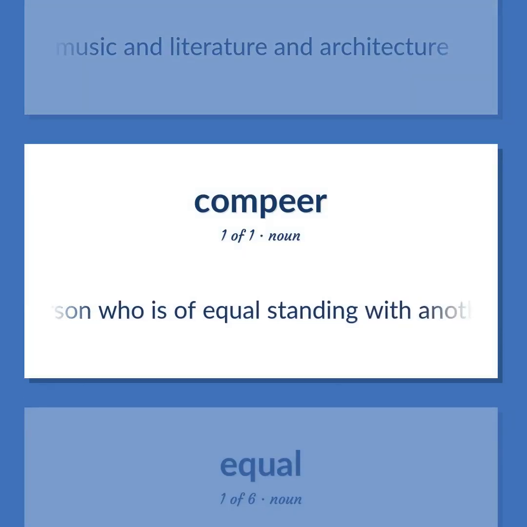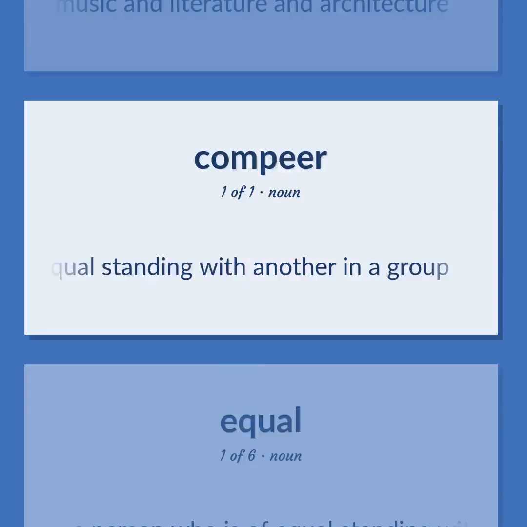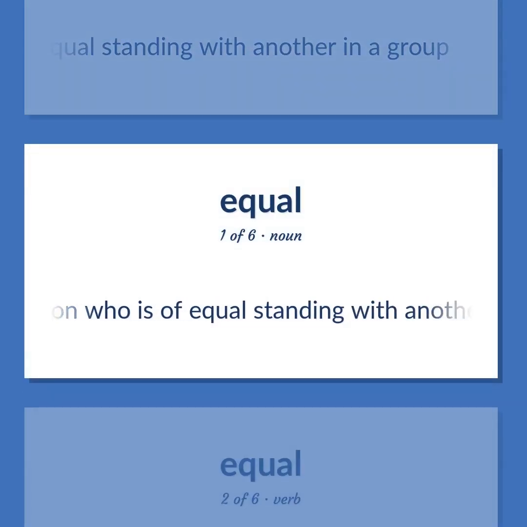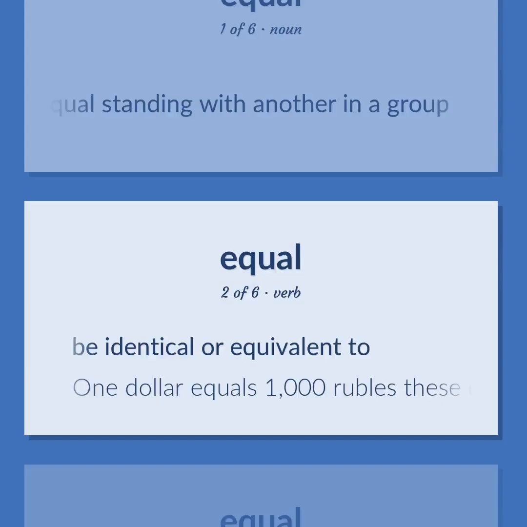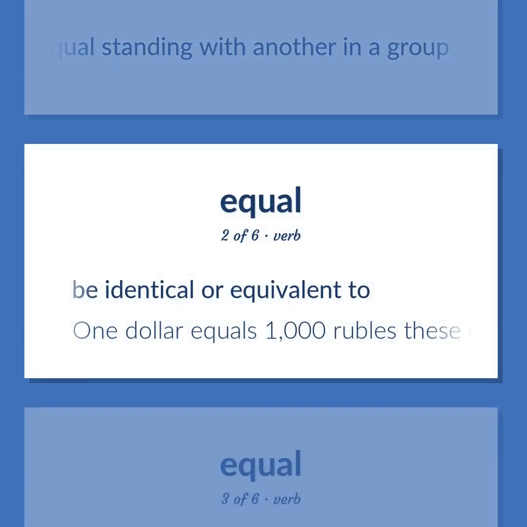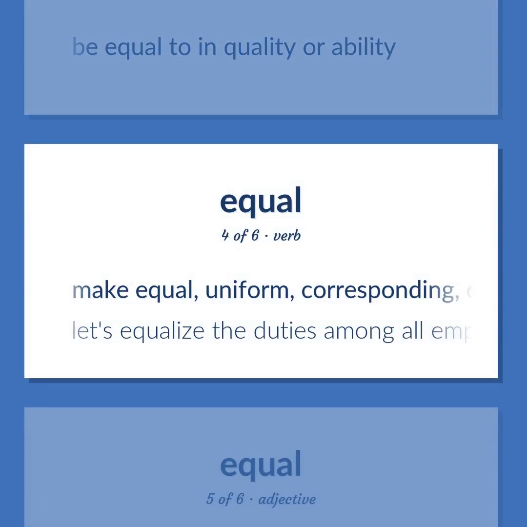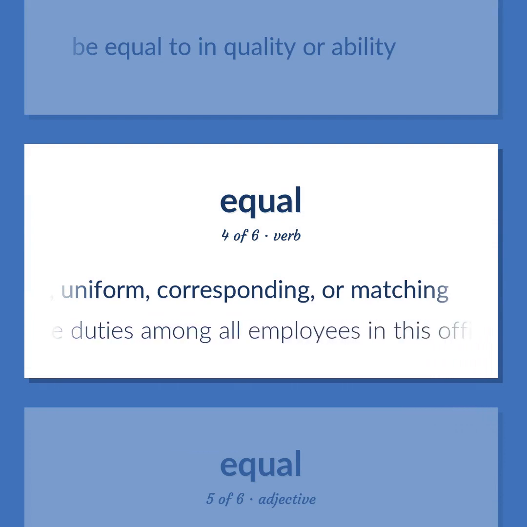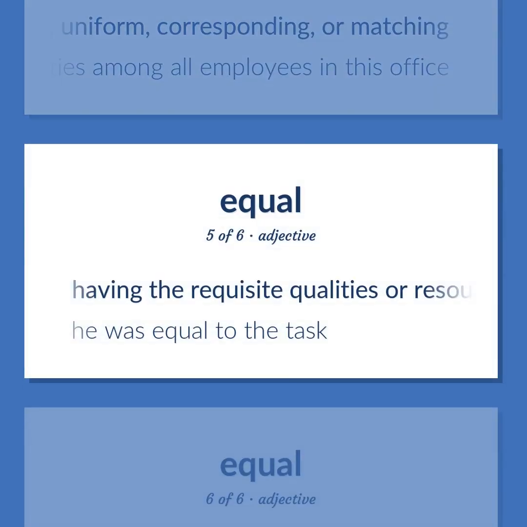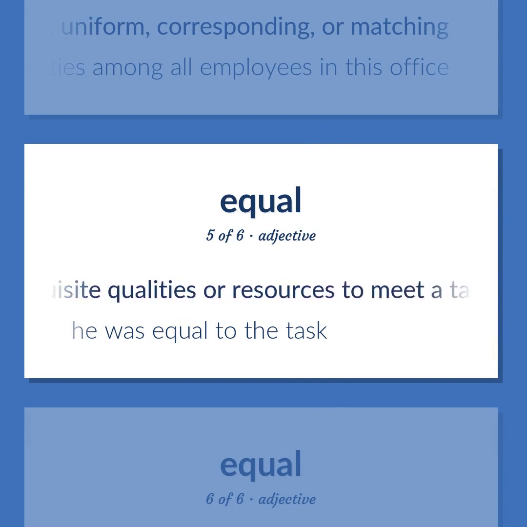A person who is of equal standing with another in a group. Be identical or equivalent to. $1 equals 1,000 rubles these days. Be equal to in quality or ability. Make equal, uniform, corresponding, or matching. Let's equalize the duties among all employees in this office. Having the requisite qualities or resources to meet a task. He was equal to the task.